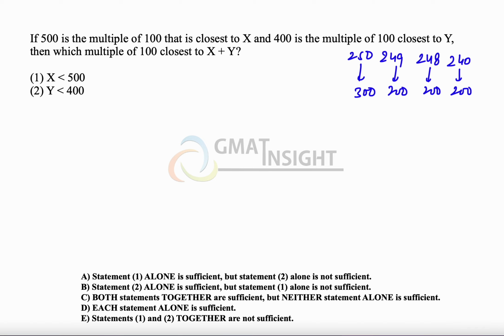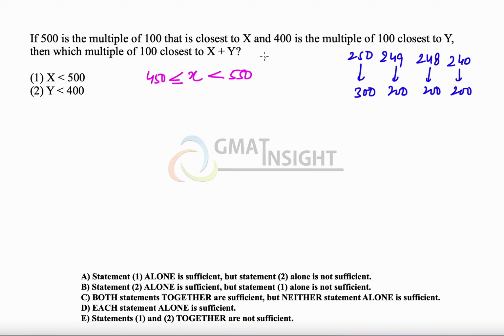Here the question says that 500 is the multiple of 100 closest to x, which simply means that the value of x has to be anything greater than or equal to 450 but less than 550. Remember, 550 is not included and 450 is included, because 450 when rounded off to the nearest multiple of 100 becomes 500, but 550 will become 600. Therefore we can go up to 549.99 but not 550.